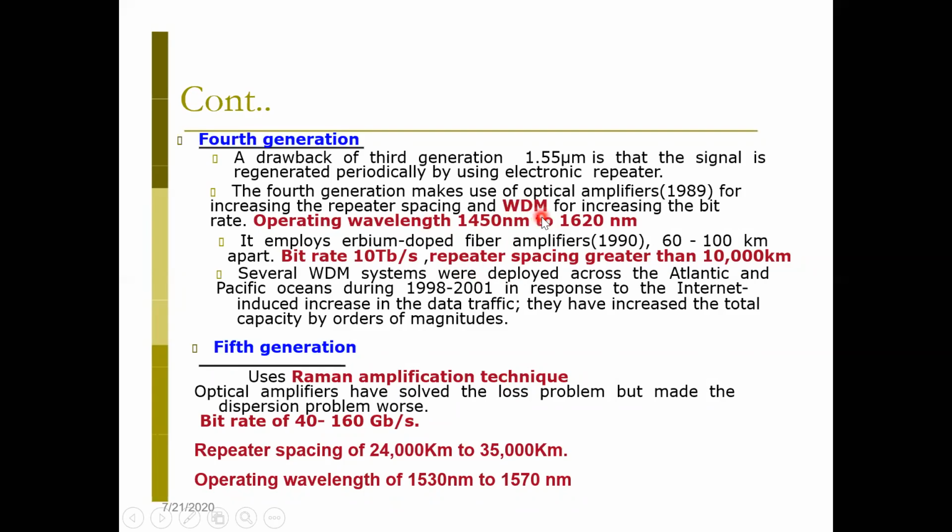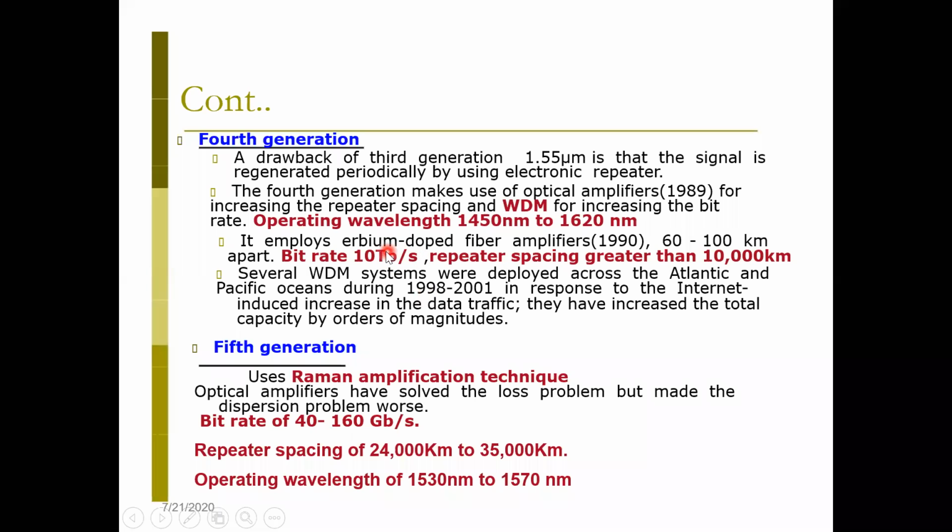So here WDM was used. We had the concept of wavelength division multiplexing, which means the mux and demux were produced in the 4th generation. So in the 4th generation, we had fiber optics multiplexer and demultiplexer. We used WDM technology. It made use of optical amplifiers because we wanted to increase the repeater spacing. Here no specific name of the optical amplifier is mentioned, but an optical amplifier was there.